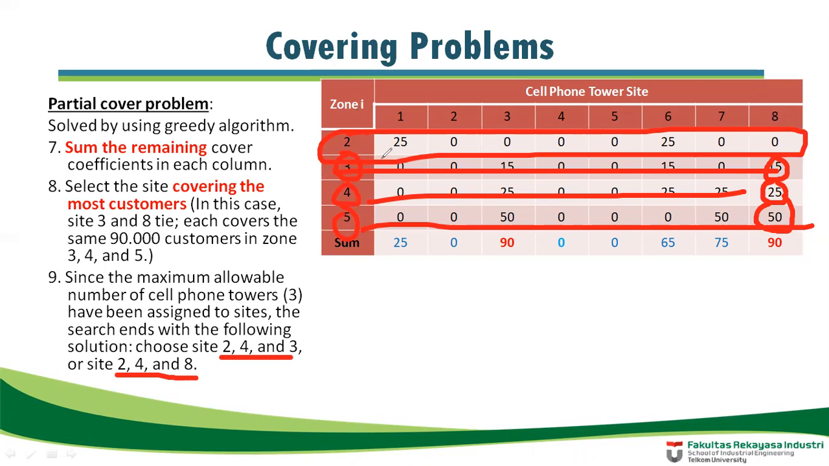And for the last zone, we see that zone number 2 has not been served. So to connect it with the towers, we just do it quickly, because it will be served by either zone number 1 or zone number 6. So that's the answer in the covering problem for specific limitations.